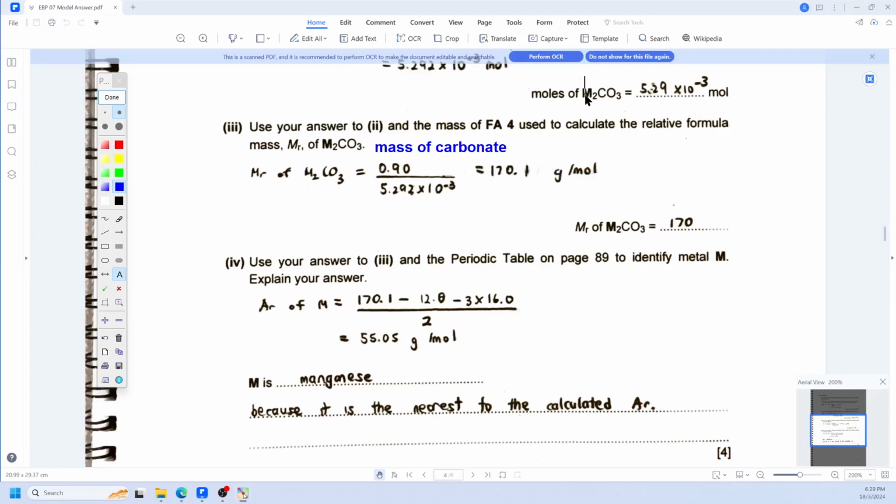Remember, you still do not know what the metal is. So 170.1 minus 12.0 minus 3 times 16, because this represents the CO3, so you need to minus that out. Divide by 2 because it is M2. So you need to divide by 2 to find the atomic mass of M, 55. The closest to it is manganese. So what if you have something closest to it like potassium, sodium? Always follow your experimental value.